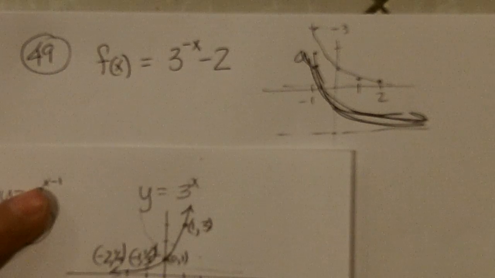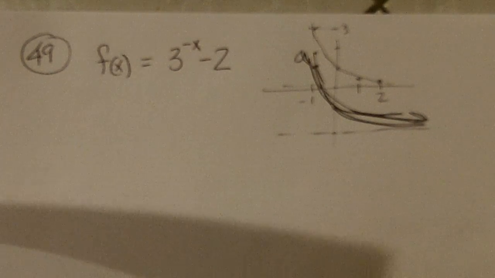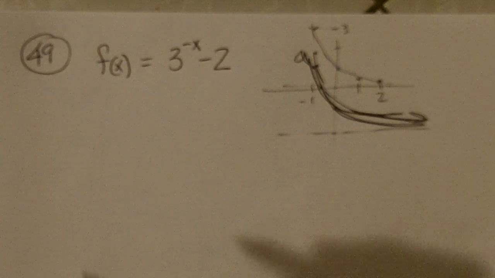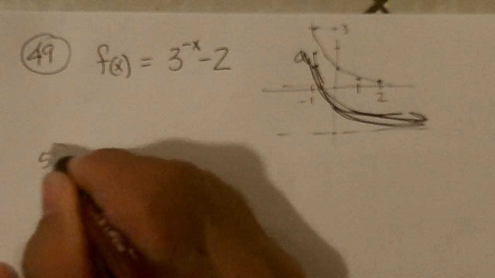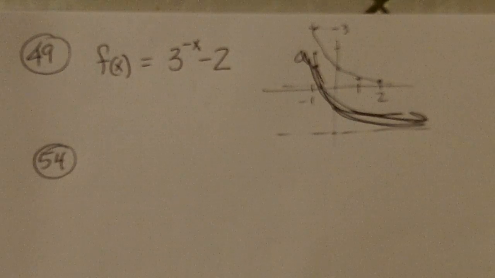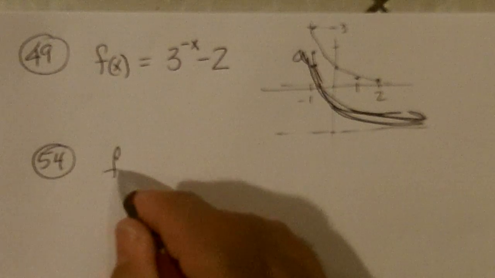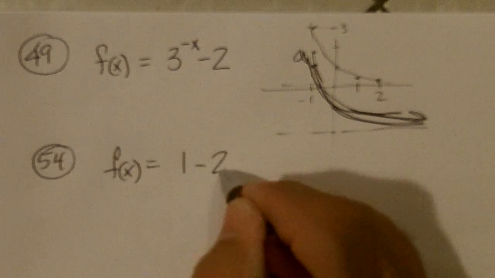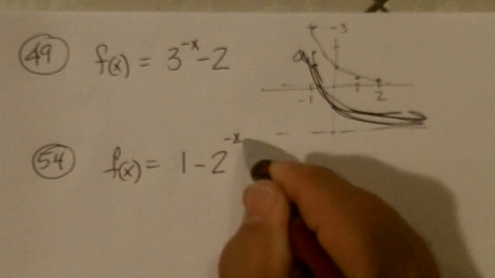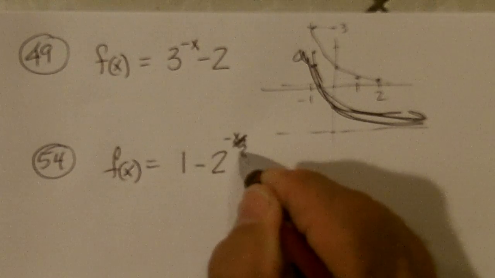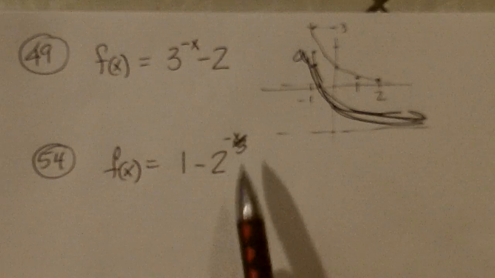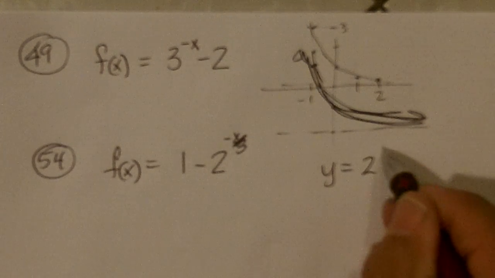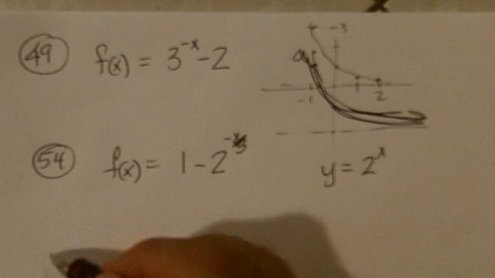So that's what that one would look like. 49, the next one is 54. 54 says f of x equals 1 minus 2 to the negative x over 3. So the parent function here is y equals 2 to the x. Let's take a look at that.